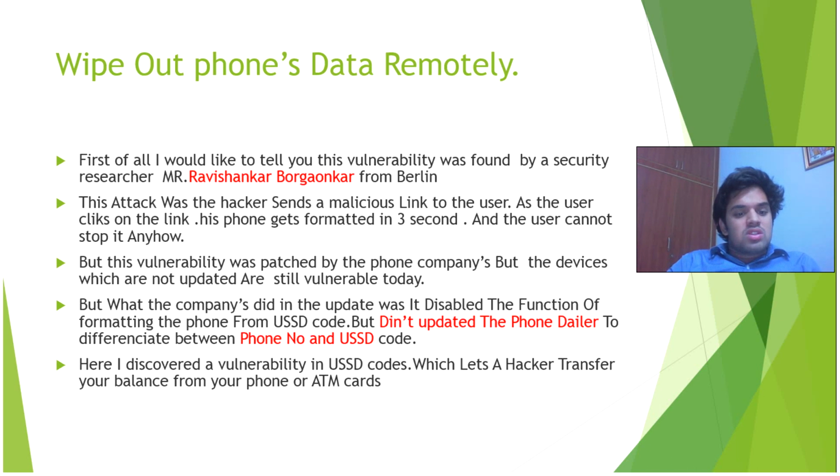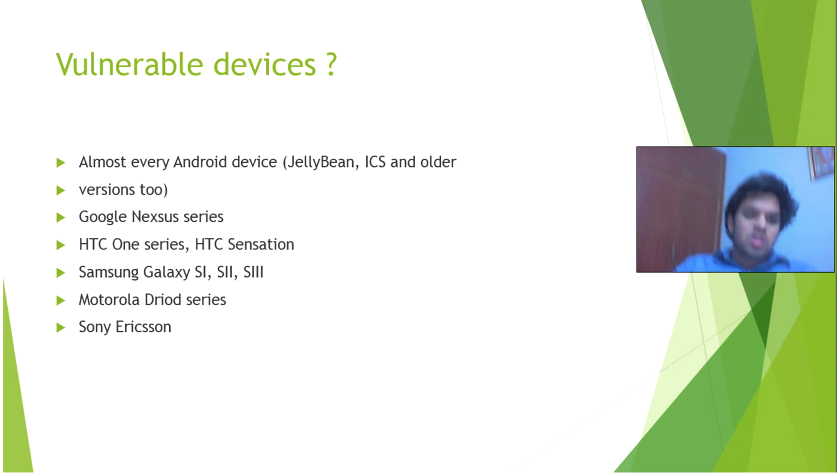But what the company did in the update was disable the function of formatting the phone from a USSD code, but it didn't update the phone dialer to differentiate between a phone number and a USSD code. Here I discovered a vulnerability in USSD code which lets a hacker transfer your balance from phone or ATM cards. The vulnerable devices are almost every Android device, Jelly Bean, ICS or older versions too: Google Nexus series, HTC One series, HTC Sensation, Samsung Galaxy devices, Motorola Droid devices, Sony Ericsson.